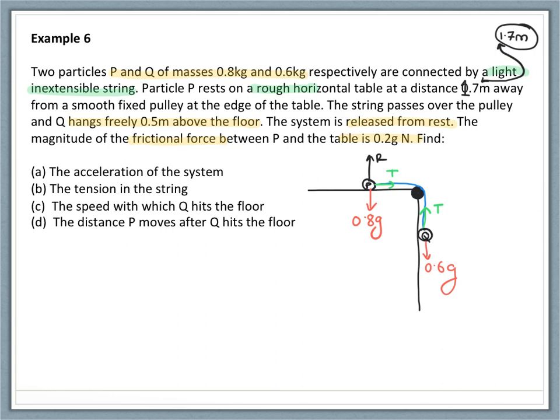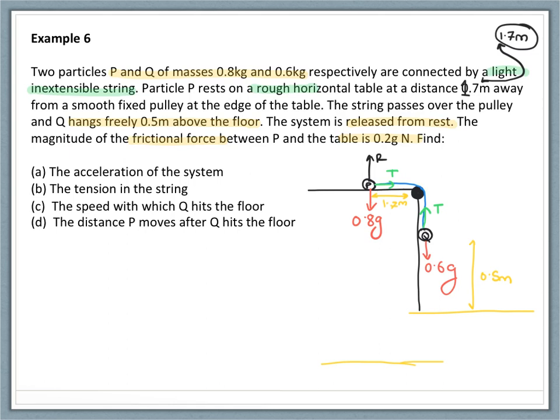Now there are some measurements that we should add into our diagram, and we know that P is 1.7 metres from the pulley at the start of the journey, and we know that Q hangs freely 0.5 metres above the ground. These force diagrams are not sketched to scale. You can see that 1.7 looks smaller than 0.5 here, but it doesn't matter. It's just knowing the values that's important. Now there's one last force that we need to add in place. There's a frictional force between P and the table.